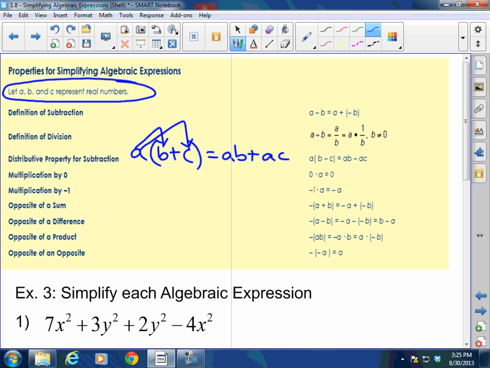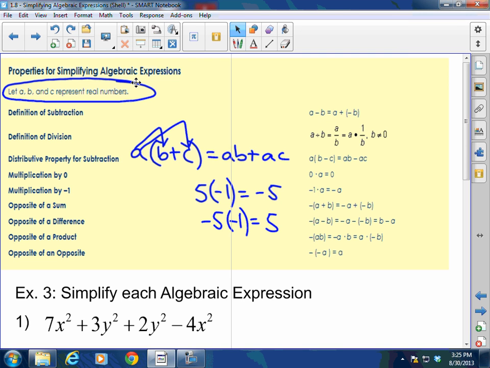Multiplication by 0 is known as the zero product property. Basically, anything times 0 is 0. Done. Multiplication property of -1: anything times -1 will change the sign. So if I have 5 times -1, it's going to be -5. If I have -5 times -1, it's going to be 5. So whenever I multiply a -1 to anything, I'm just changing the sign of that number or variable.